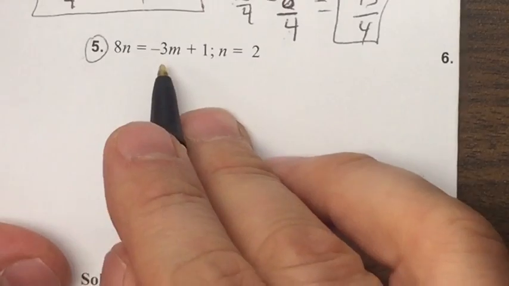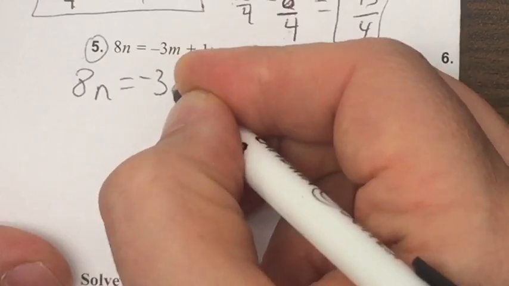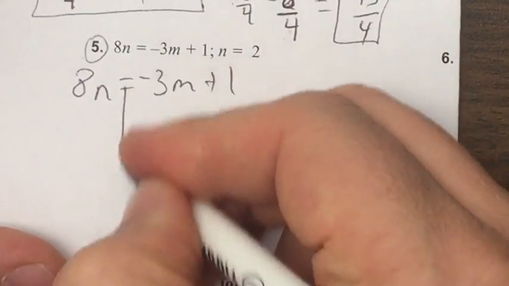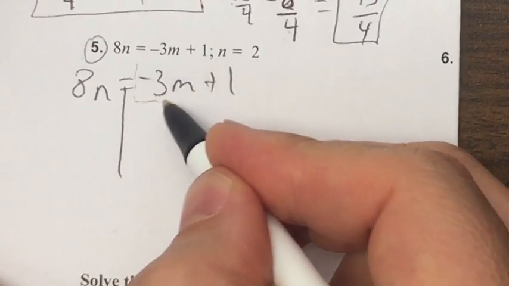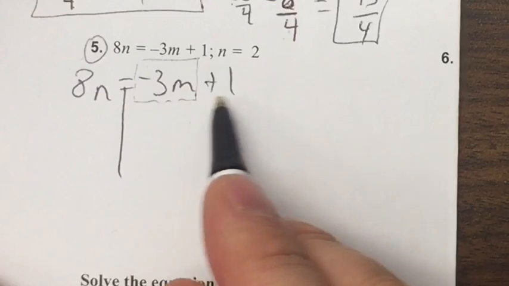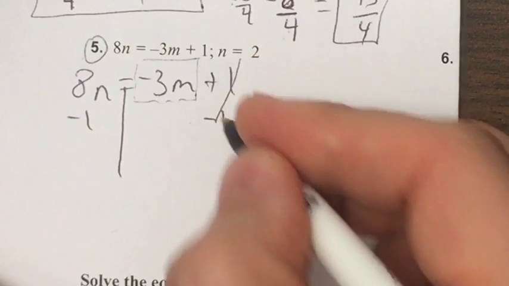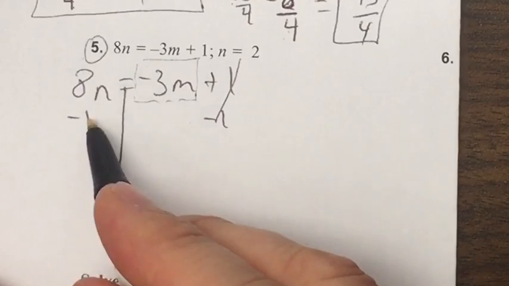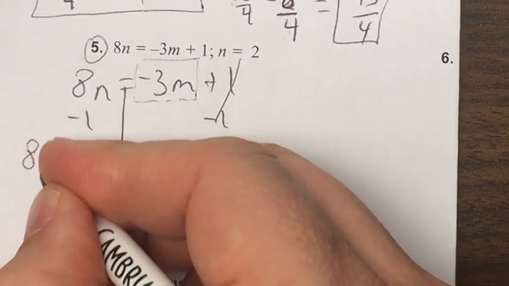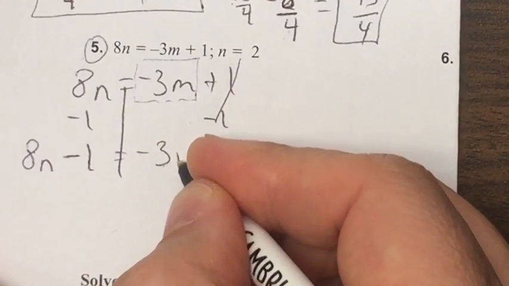Let's do number 5. Number 5, we have 8n equals negative 3m plus 1. Let's write that again. Negative 3m plus 1. We make our wall. We want to get m by itself. I'm going to isolate that term, find the term that has m. There it is. I have to get rid of this guy. The opposite of plus 1 is minus 1 on both sides. So that cancels. This looks real similar to number 4, actually, except the numbers are friendlier. 8n minus 1, I cannot combine that. I can just write them side by side. 8n minus 1 equals negative 3m.